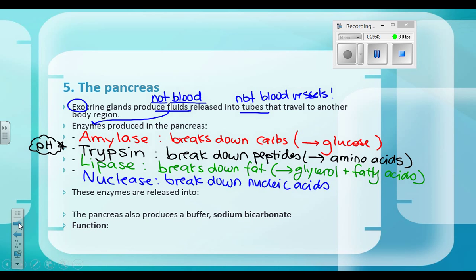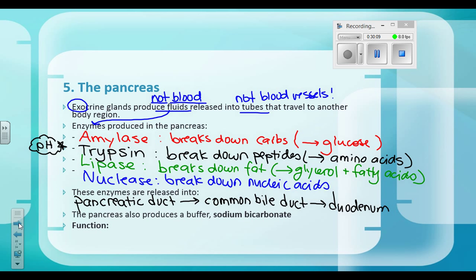Now, where do these enzymes go? This is important. They go into the pancreatic duct. That duct, which runs down the middle of the pancreas, is attached to the common bile duct, which empties into the duodenum, the first segment of your small intestine. So food does not go in your pancreas, but your pancreas produces substances that meet up with your food in the first segment of your small intestine.